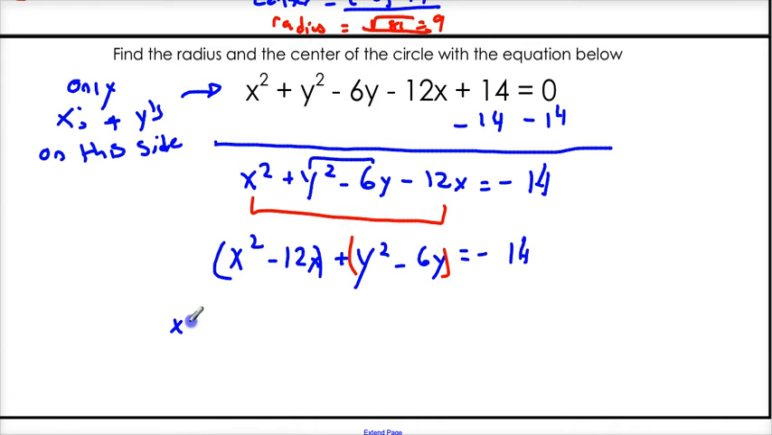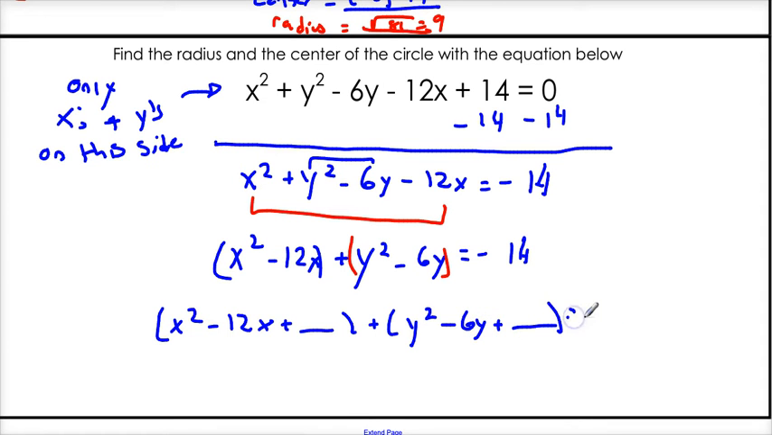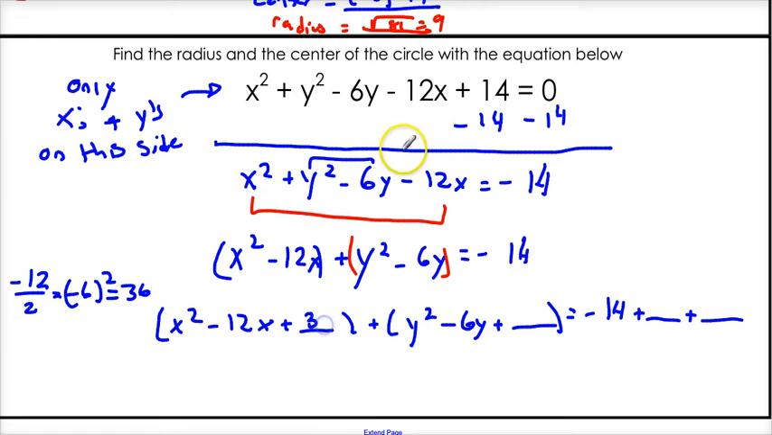So we get x squared minus 12x plus blank. Okay, that's our first guy. Plus y squared minus 6y plus blank is equal to negative 14 plus blank plus blank. Two blanks. We're going to take negative 12 and we're going to divide it by 2. Let's complete our square. We get negative 6. We square that and we get 36. So that's what we're going to put over here.